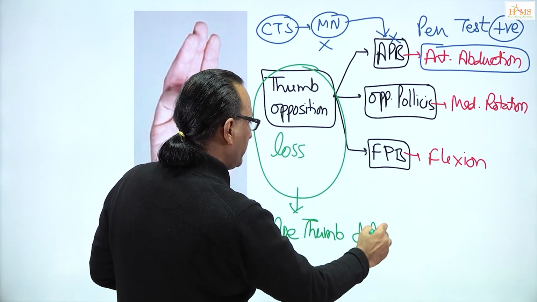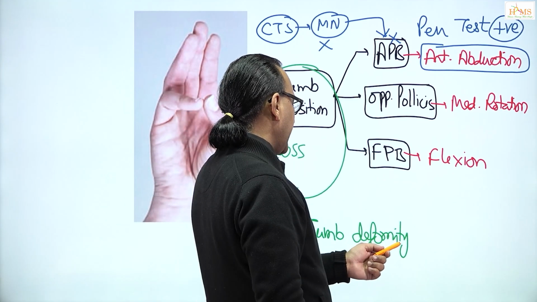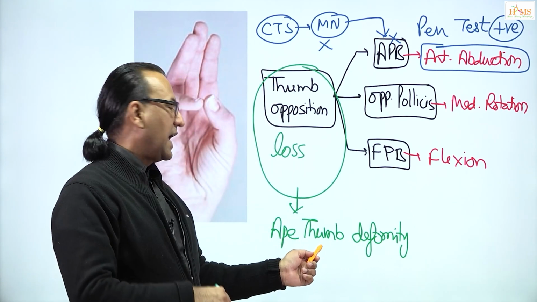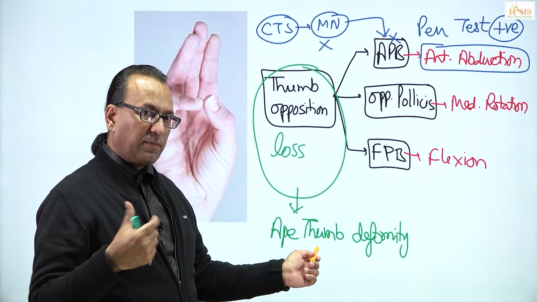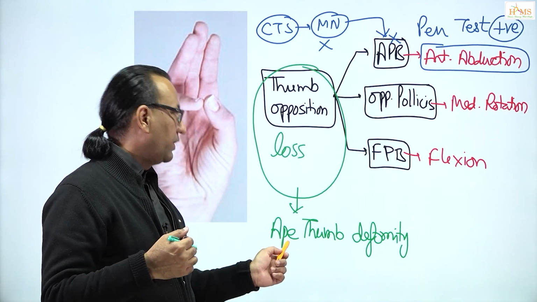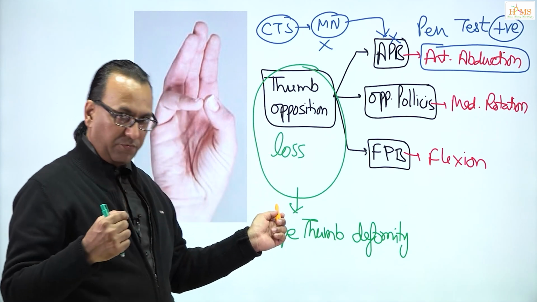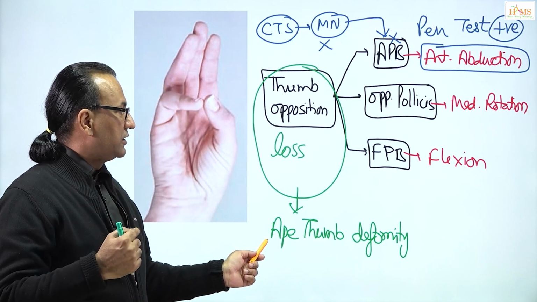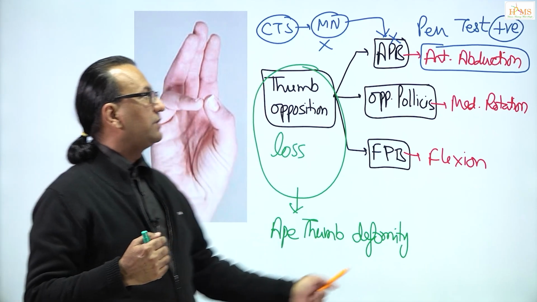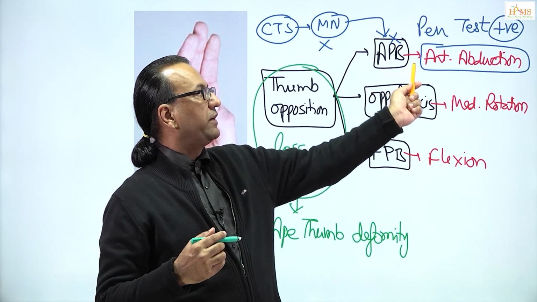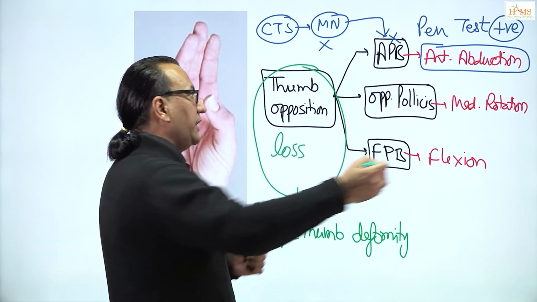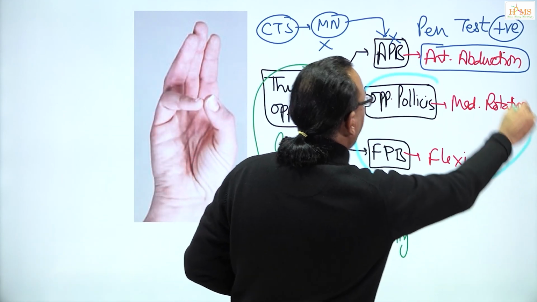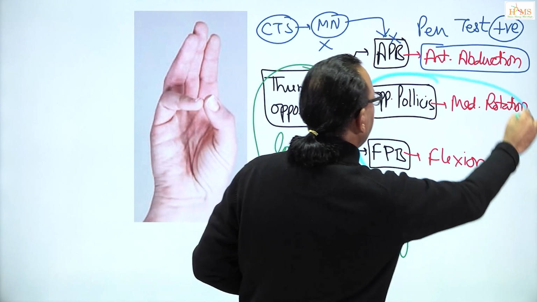When there is loss of thumb apposition, that is what we call ape thumb deformity. Because it is the human thumb which is opposable. The apes do not have an opposable thumb as efficient as humans. So the thumb appears like the thumb of an ape with loss of thumb apposition. Now be careful here. This ape thumb deformity has occurred just due to paralysis of one muscle, which is abductor pollicis brevis. It may be possible that the opponens pollicis and flexor pollicis brevis muscles are still working.